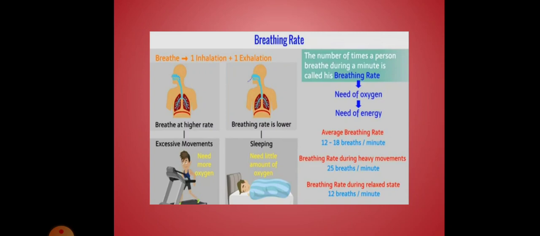The average breathing rate of a healthy adult human being is 12 to 18 times per minute. During heavy exercise, your breathing rate can increase up to 25 breaths per minute. While your body is in relaxed state, the breathing rate can go down to 12 breaths per minute.